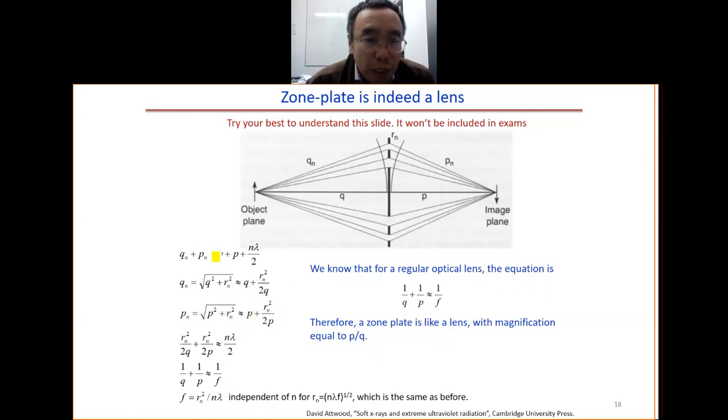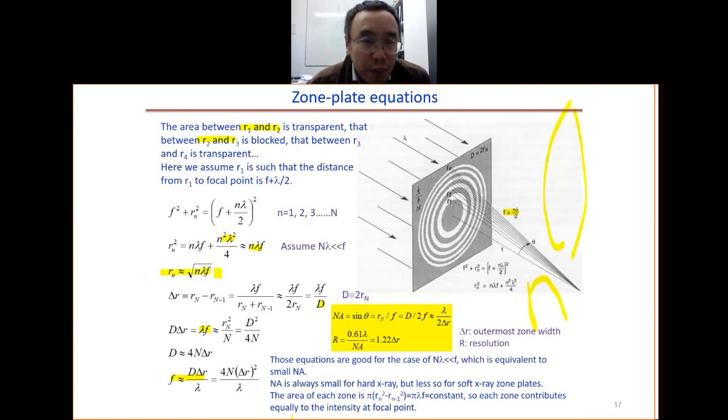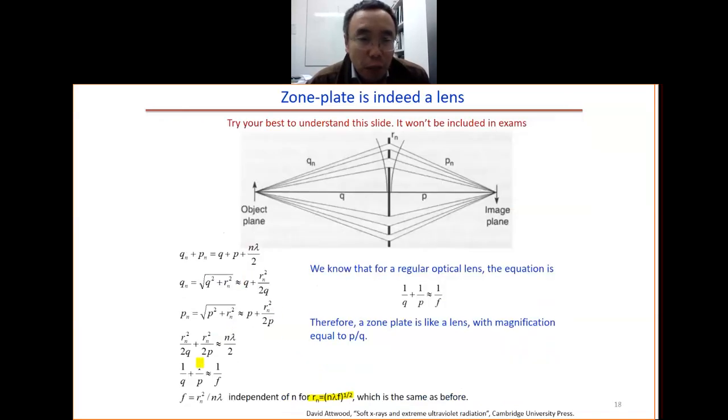Then we put them into this equation and we get this formula. We divide by n lambda to get 1 over f. So f equals Rn squared divided by n lambda. From here you can see that Rn equals the square root of n lambda f. This is the same as here. So this formula is the lens equation. For the regular optical lens, we have the equation 1 over q plus 1 over p equals 1 over f. I think you learned this; you must have seen this equation maybe in your high school physics.